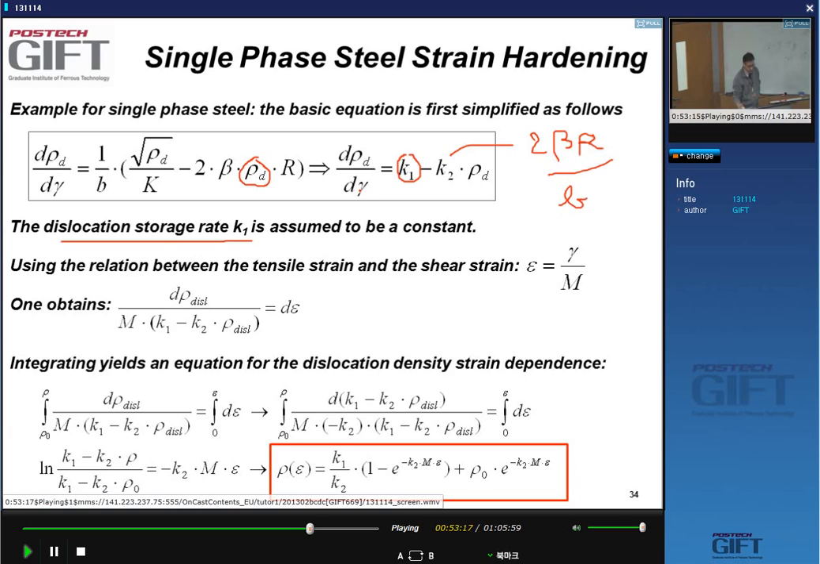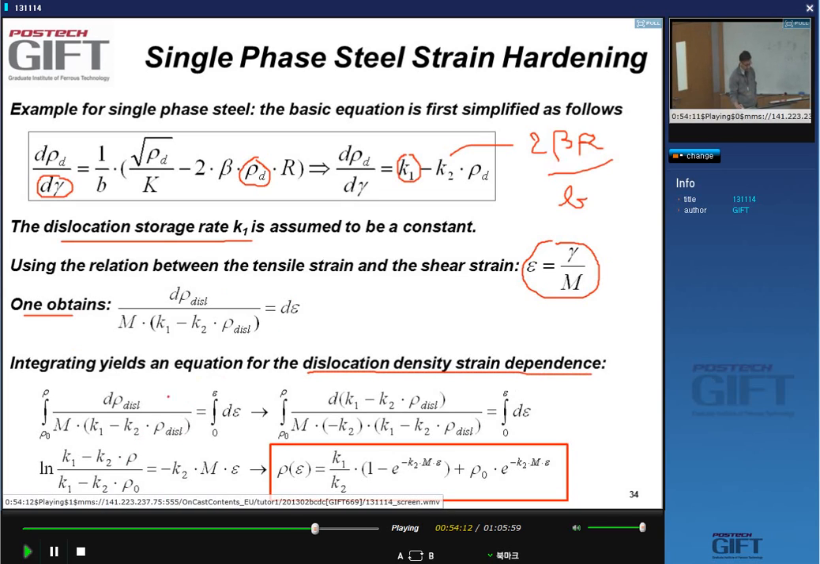Now, if that's the case, we can integrate this equation directly. One of the things I do first is get rid of the shear strain, and I can do this by using the Taylor factor. Epsilon is gamma divided by m. And so I obtain something very simple that I can integrate directly: d rho over m times k1 minus k2 times dislocation density is d epsilon. If I integrate this, it will give me an equation of the dislocation density as a function of the tensile strain.